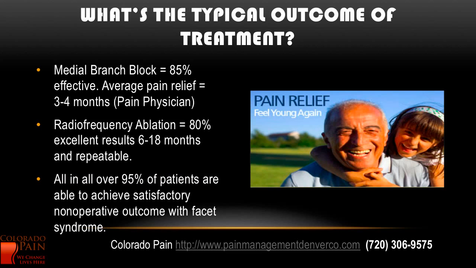What's a typical outcome of treatment for facet syndrome? Medial branch block has been shown to have 85% effectiveness with an average pain relief of 3 to 4 months. Very impressive. Radiofrequency ablation has an 80% excellent result profile with 6 to 18 months, and that can be repeated as necessary. All in all, over 95% of patients are able to achieve satisfactory non-operative outcome with facet syndrome.